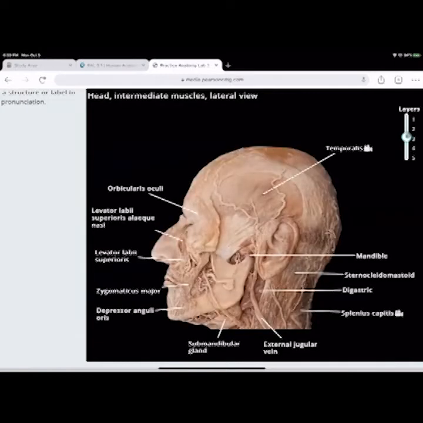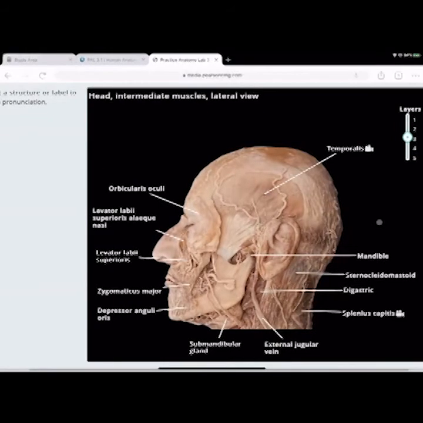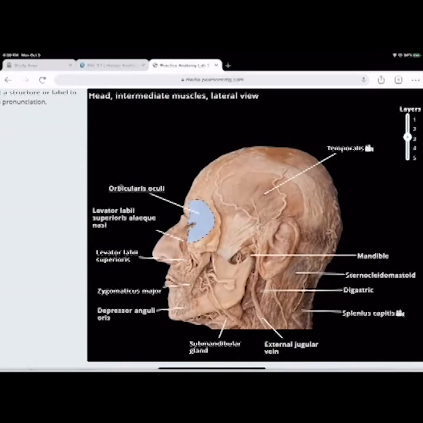Okay, a little bit deeper on the lateral view here. Again, orbicularis oculi. Levator labii superioris alaeque nasi, that's one side of the nose. Levator labii superioris, zygomaticus major, depressor anguli oris. Now here you see the submandibular gland. You notice the tissue there. Okay? That's not muscle, it's tissue.